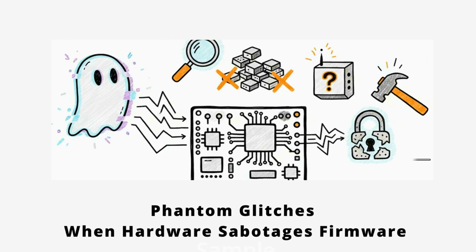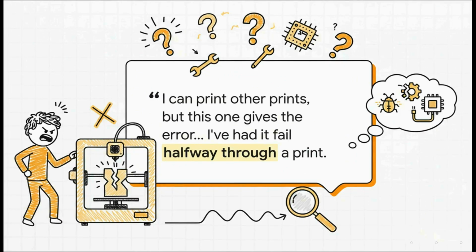So today, we're going ghost hunting. We're looking for the bugs that aren't really there, the phantom glitches, where the hardware itself is out to get your firmware. And look, here's a perfect example right from the wild.